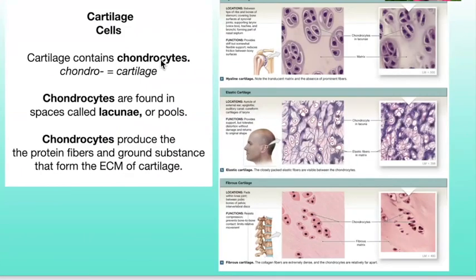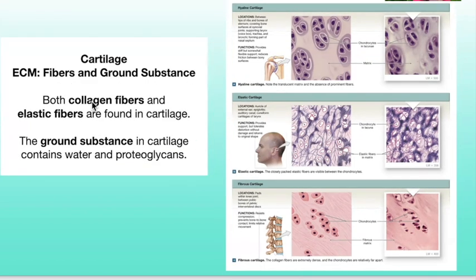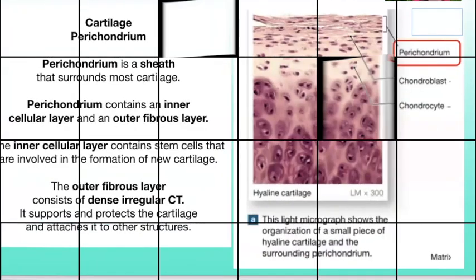Okay, cartilage. Cartilage contains cells that are called chondrocytes. Chondro is a prefix that means cartilage. Chondrocytes are found in little round spaces called lacunae or pools. Chondrocytes produce the protein fibers and ground substance that form the extracellular matrix. Collagen fibers and elastic fibers are found in cartilage. The ground substance in cartilage contains water and proteoglycans.